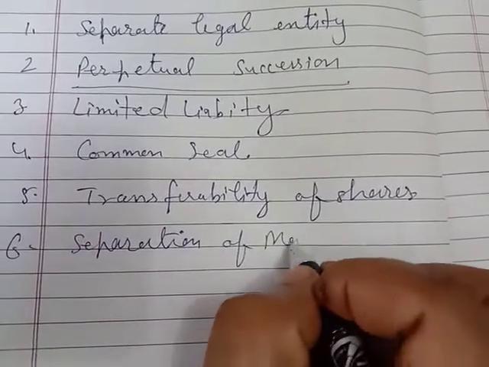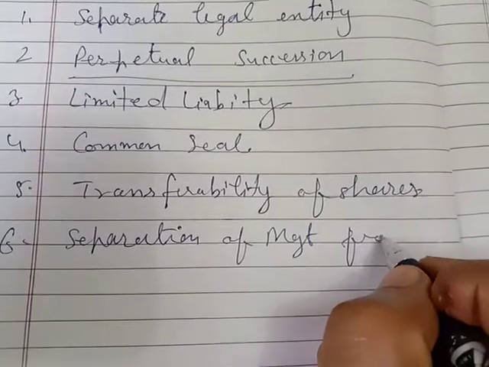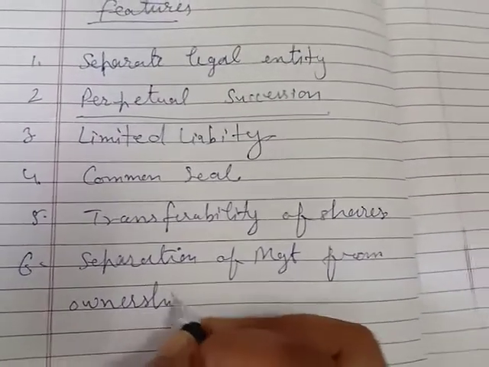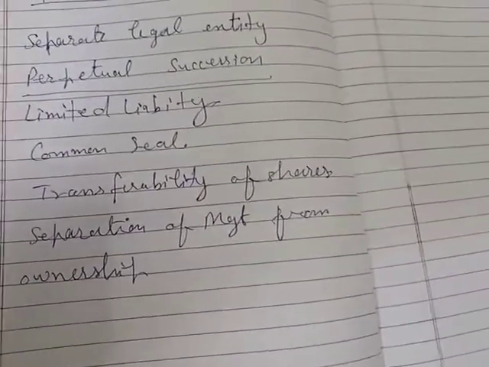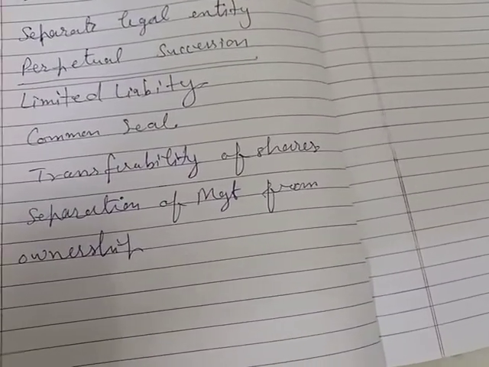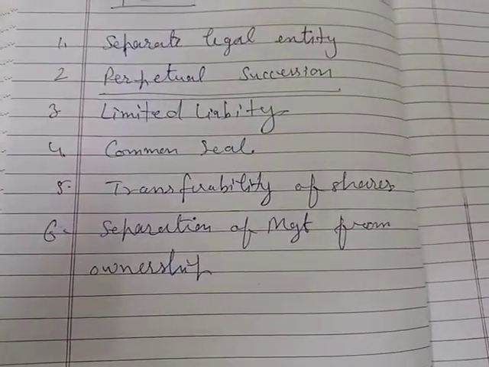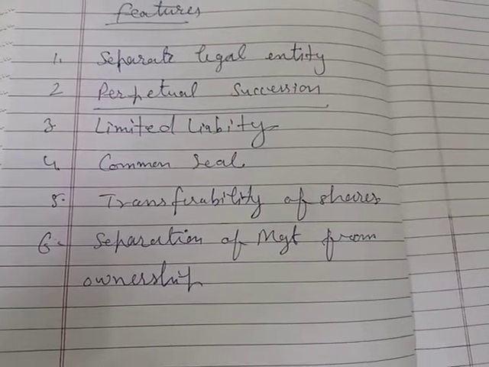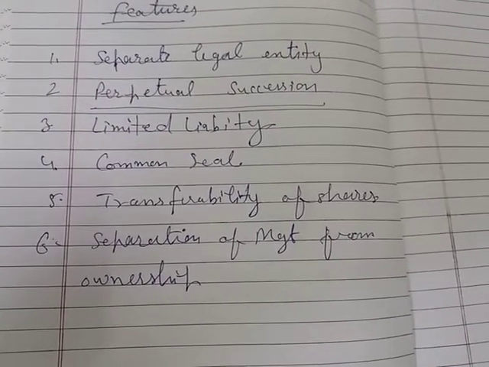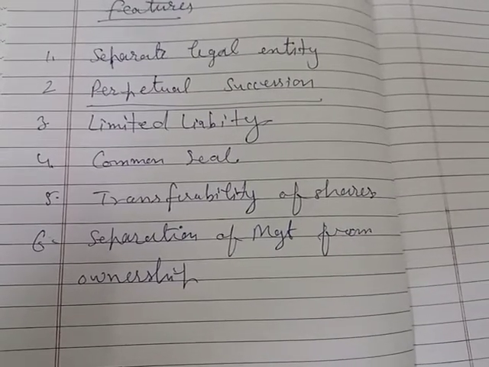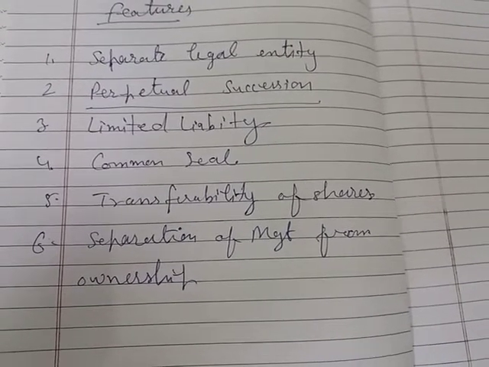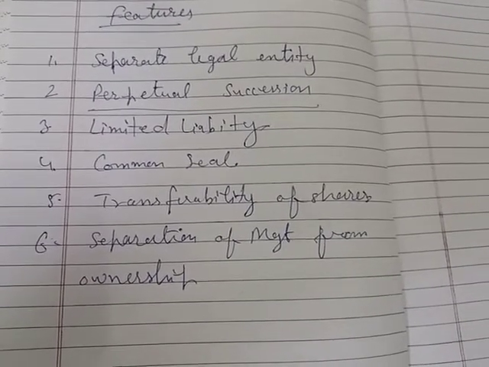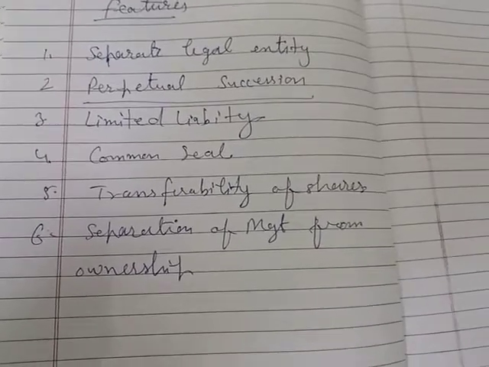Separation of management from ownership means shareholders are the true owners of a company, but usually the number of shareholders is quite large, and as such it is neither possible nor desirable for each member to take part in the day-to-day management of the company. So therefore company is managed by a board of directors elected by the shareholders.